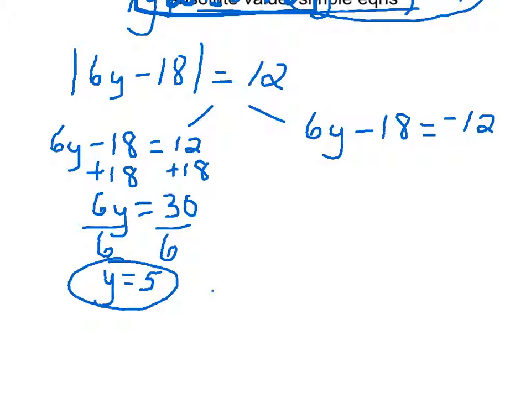Let's go over to the other equation, and the steps are going to be exactly the same. We're going to add 18 to get rid of it. This time we're going to get a different number on the right hand side of our equation.